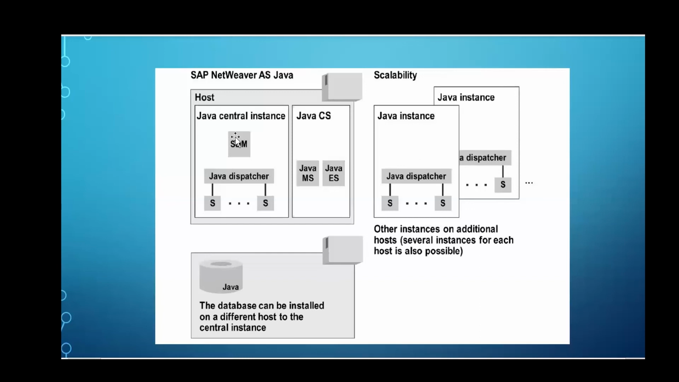And for each SAP system, this SDM will be configured only once, and your SDM will be visible only in your Java central instance. And you have your Java dispatcher. In my ABAP, I had ABAP dispatcher. So the dispatcher has almost the same role. It helps you in distributing the requests to the server processes. And I have my Java message server. But here my Java message server is residing in my central service, CS. Similarly, I have my Java enqueue server. The purpose and the functionality is going to be the same.